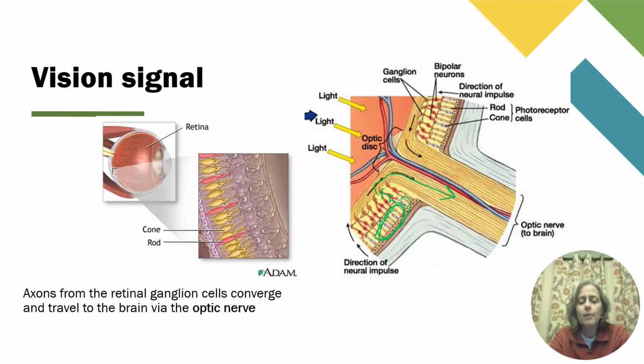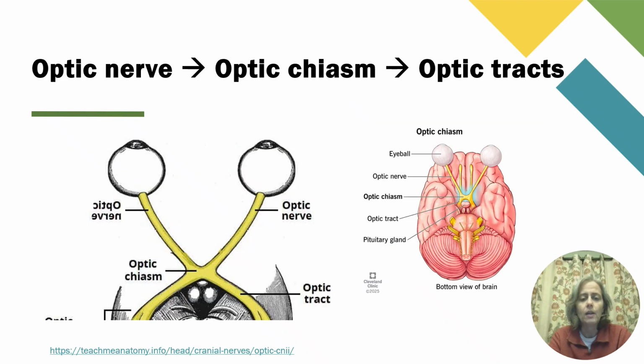So now we're going to talk about where these signals go from here. Where do these axons travel? You remember that the optic nerve is found on the bottom of the brain, cranial nerve number 2. I like this diagram here on the left because it simplifies things and brings it out of the brain for you to see.